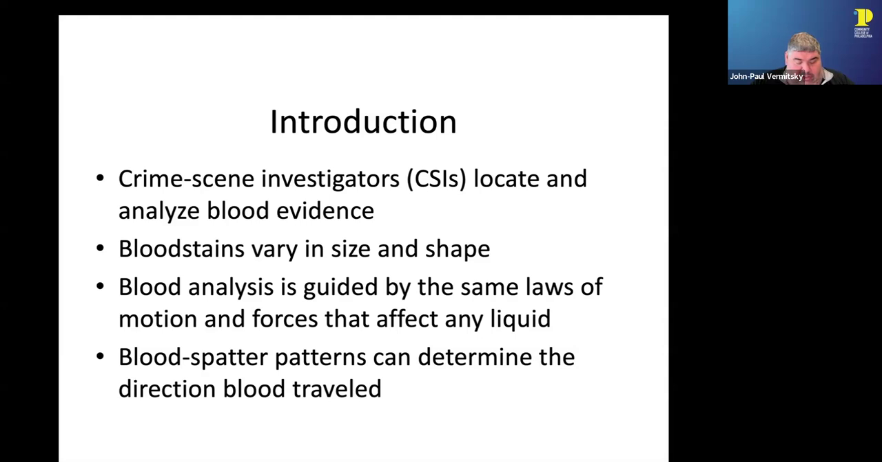Blood analysis is guided by the same laws of motion that would affect any liquid. Using blood splatter pattern evidence, it is possible to demonstrate the direction the blood traveled, the relative force that was used, the angle of impact, and the area of origin, meaning where did this originate from? The size of the blood droplets found in the blood splatter provides evidence as to the type of weapon that may have been used to inflict the injury.